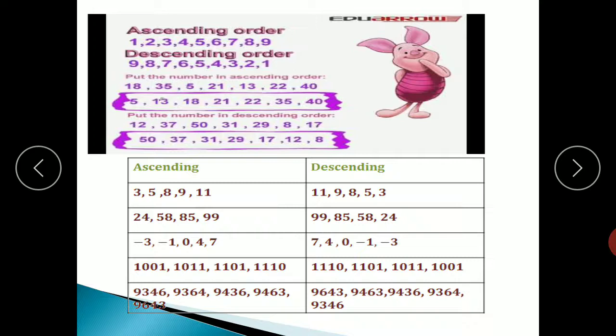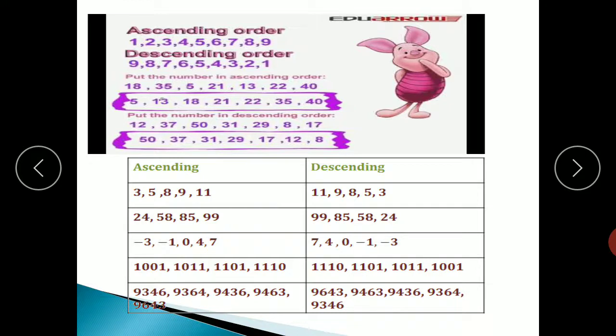Similarly, let us see the 4-digit numbers: 1001, 1011, 1101, and the next one, 1110. Which is going to come first in descending order? This last number, because it is the biggest number. So 1110 is the bigger number. The next one is 1101, next is 1011, next is 1001.